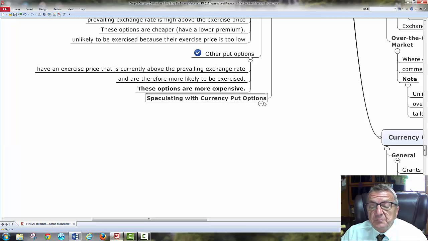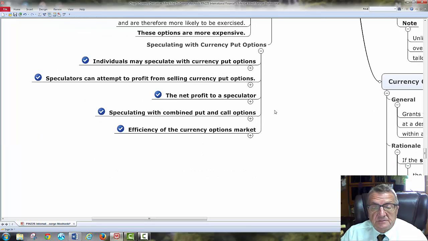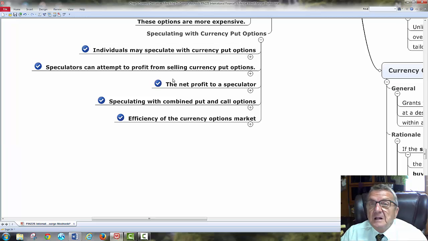Speculating with currency put options. These are all main topics. The book addresses each one in a little more detail. Again, if not, look outside, and we'll discuss it in our lectures.